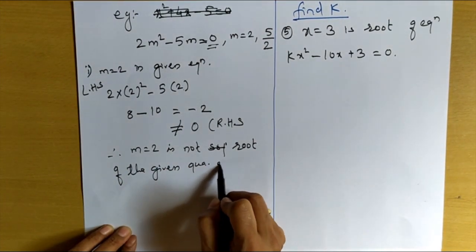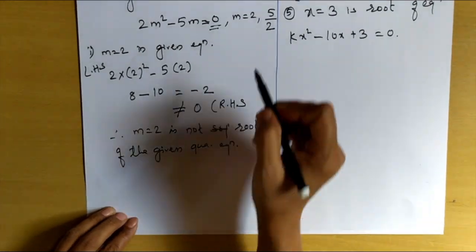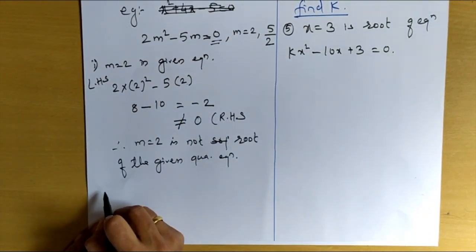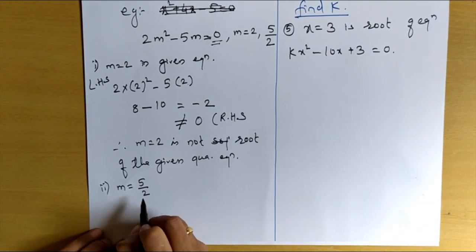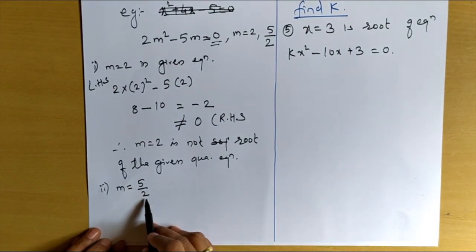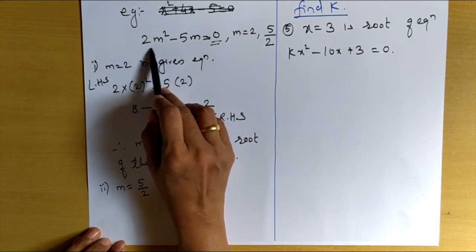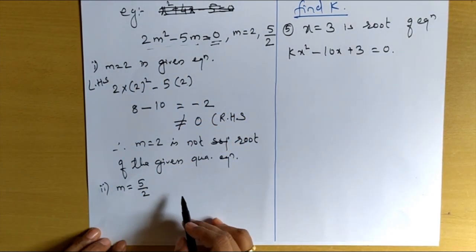Now let us check for m is equal to 5 upon 2. Again, m is equal to 5 upon 2, so you have to substitute in the LHS part of the given quadratic equation.